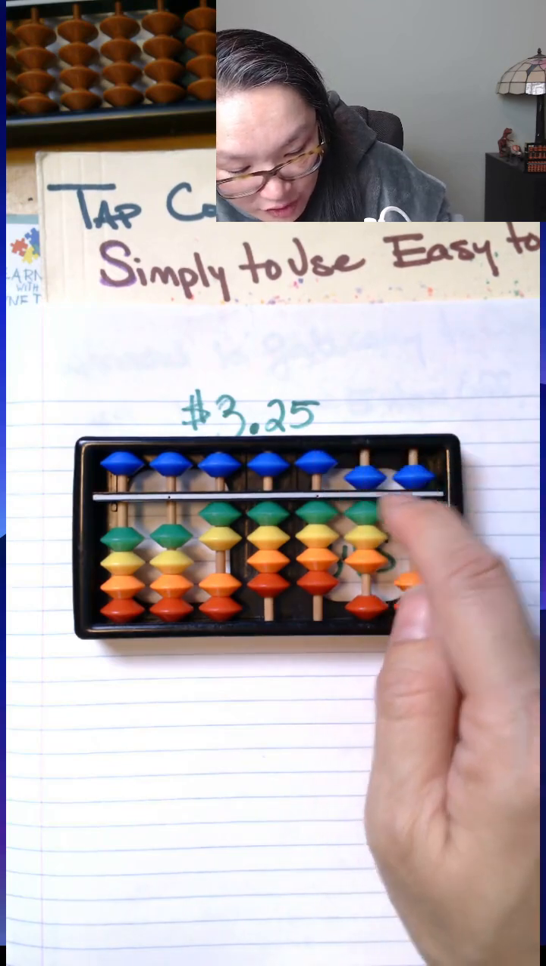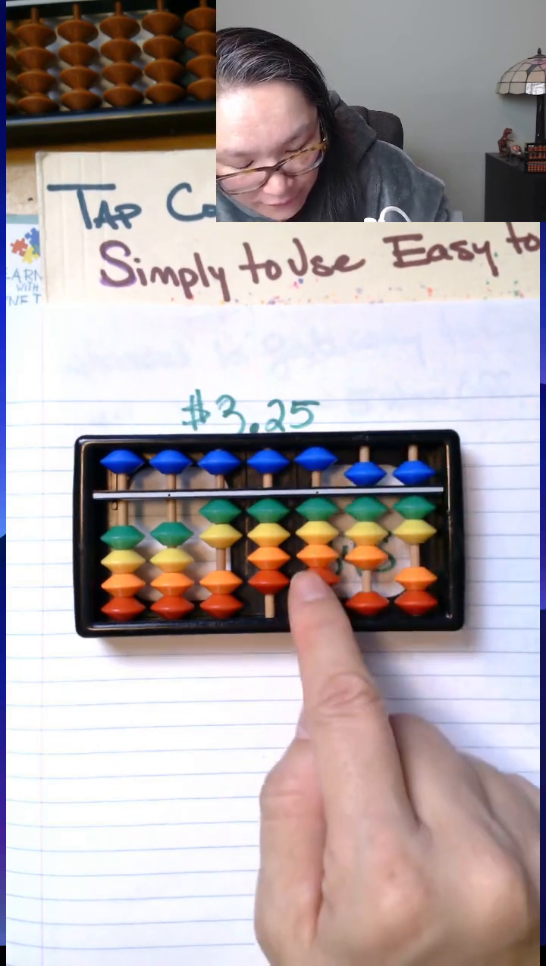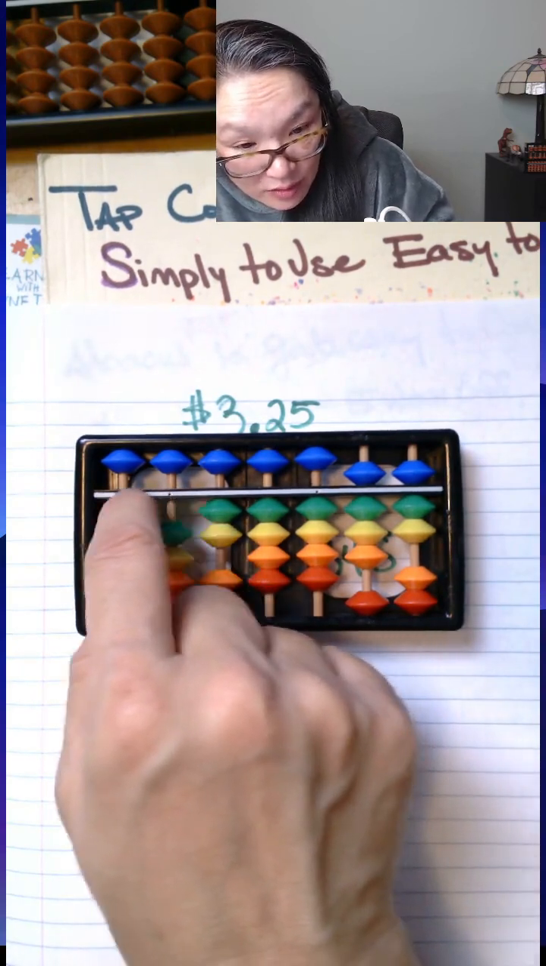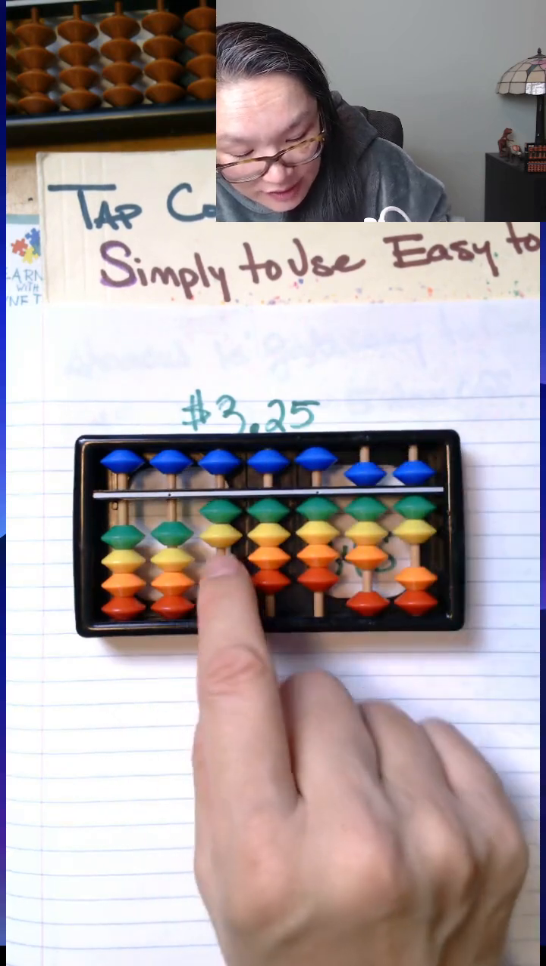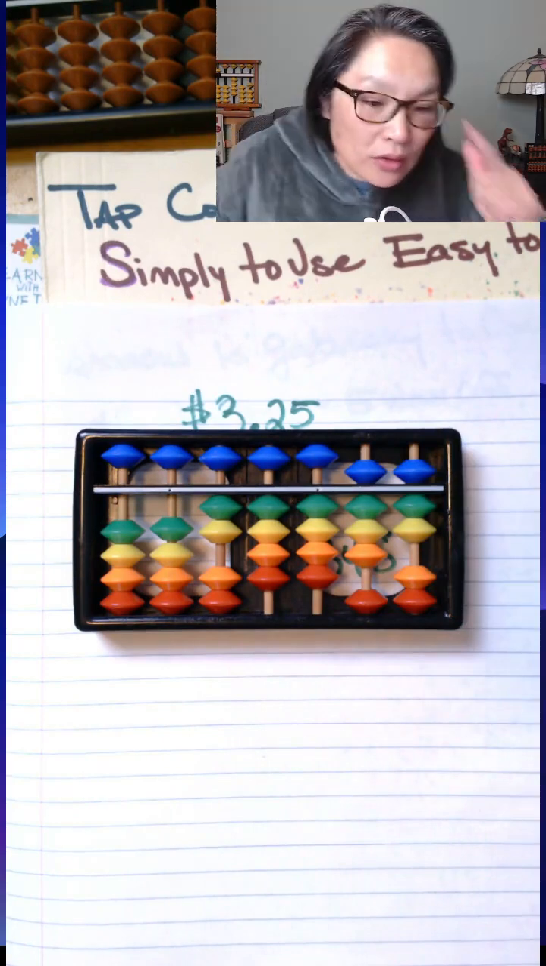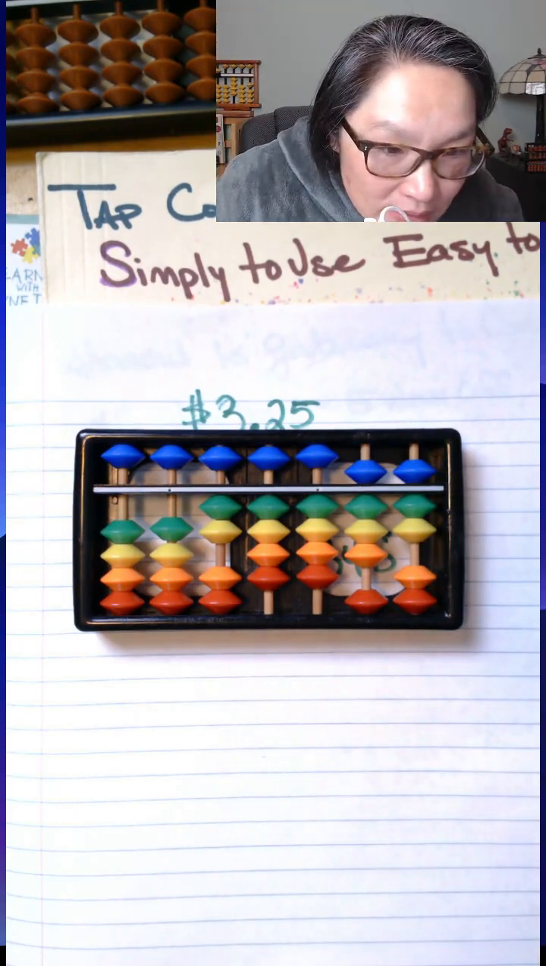Because we have to remember that the 5 gets counted. If the 5 is touching the horizontal bar, it would be 8. Exactly, Gina. So it'd be 2, 4, 4, 8, 7. Cool? Cool.